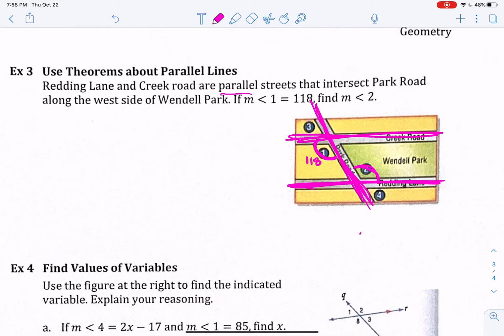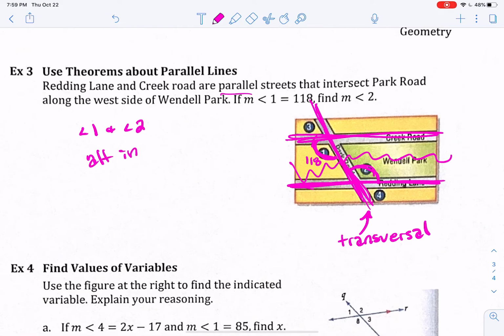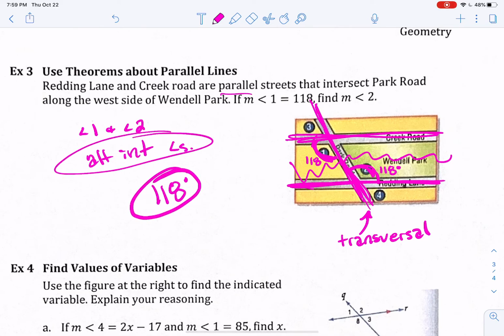Park Road is the one that goes through them. What's the name of this line called? Okay, he is a transversal. They're giving us angle 1 and they want us to find angle 2. So let's figure out what relationship those two have to one another. They are on opposite sides of the transversal, but they're both on the inside of this little lane right here. So they are alternate interior angles. And that means that if angle 1 is 118, angle 2 has to also be 118 degrees. The reason why is because they are alternate interior angles.